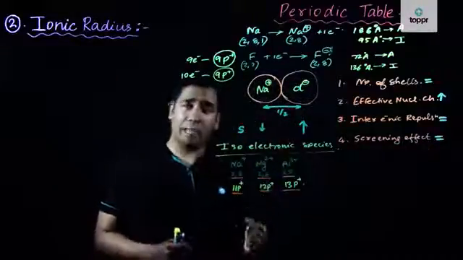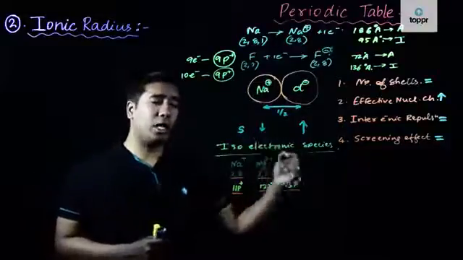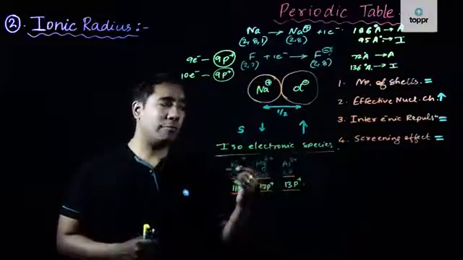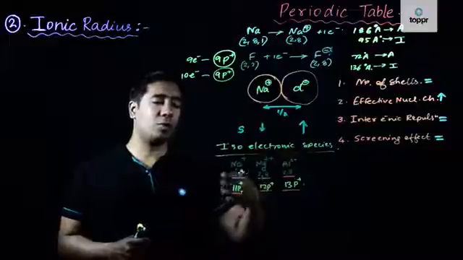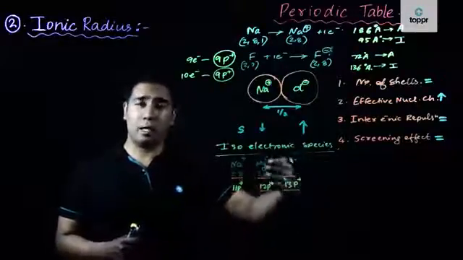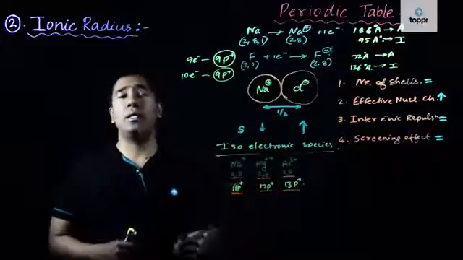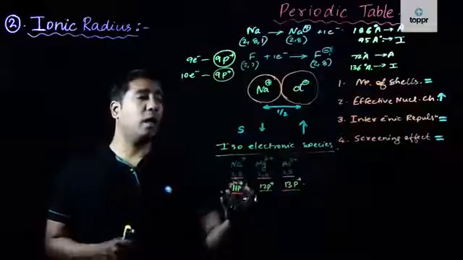So here the only factor affecting the ionic size will be the effective nuclear charge. And as we can see, because the effective nuclear charge increases from sodium to aluminium, we can say that as we go from left to right in the same shell, the ionic size here will decrease.